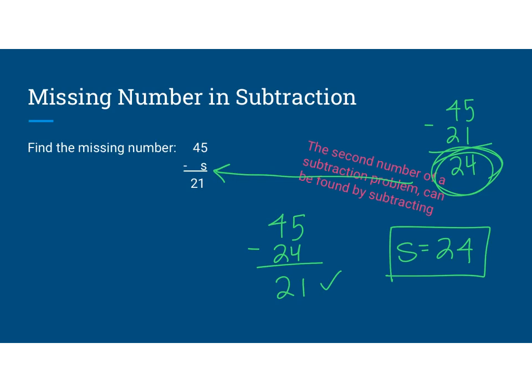Please always check your work. If you think you had the answer, plug it in. If you got something bigger than 45, think about that. Is it reasonable to take 45 minus a larger number and still have a positive answer? So always think about reasonableness whenever you are getting your answers.